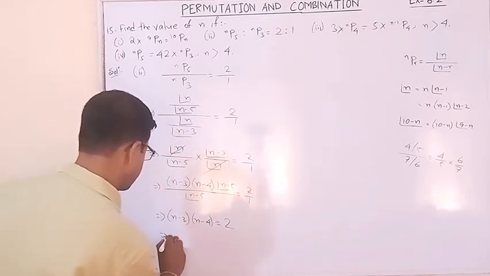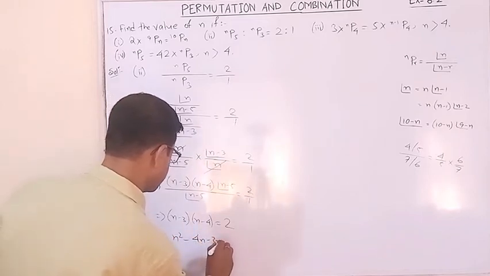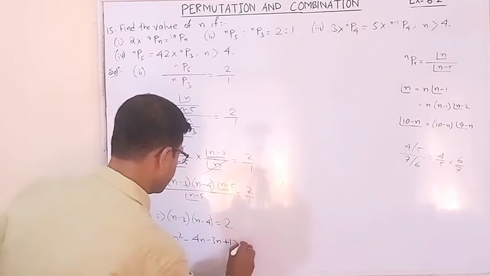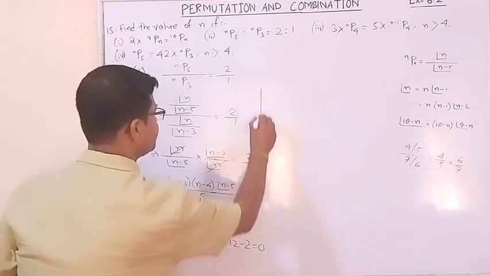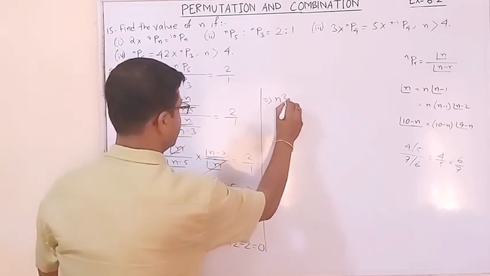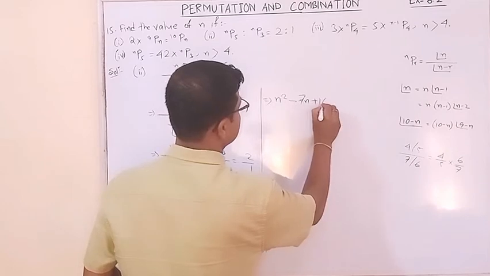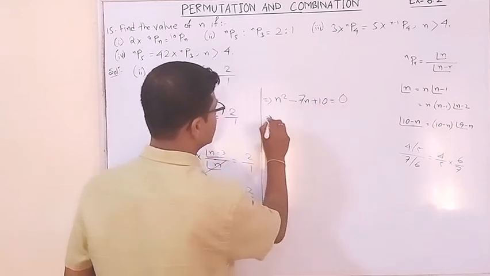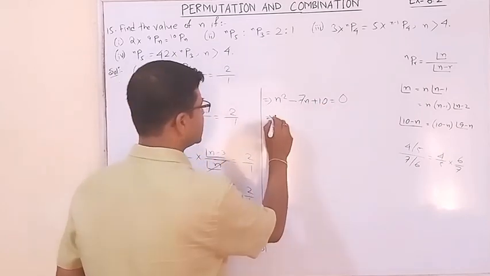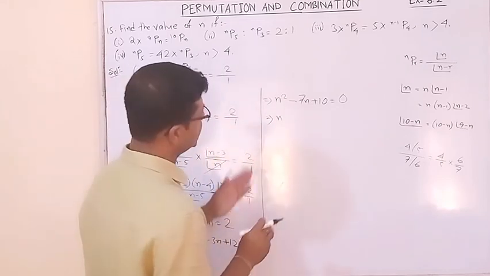Let us multiply. This is n square minus 4n minus 3n plus 12, and these two let us bring here. So this is n square minus 7n plus 10 is equal to 0. Okay, we have to find the value of n. Let us solve by factorization. We can write directly also.